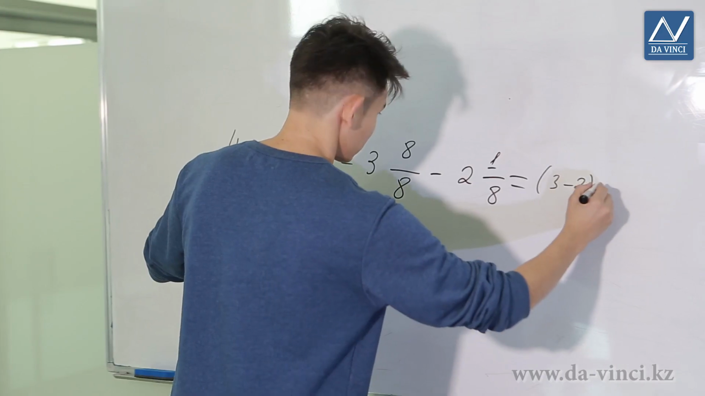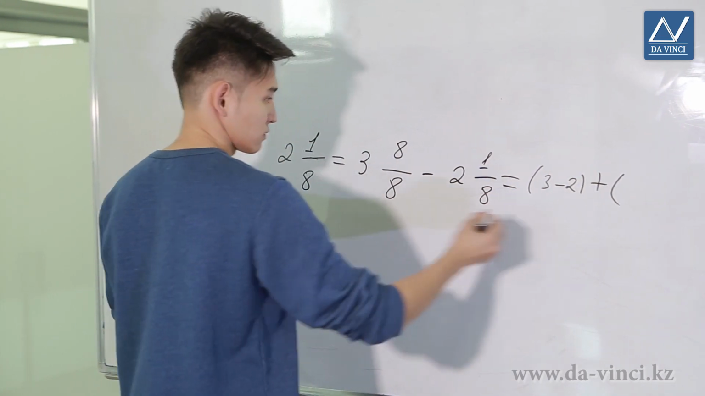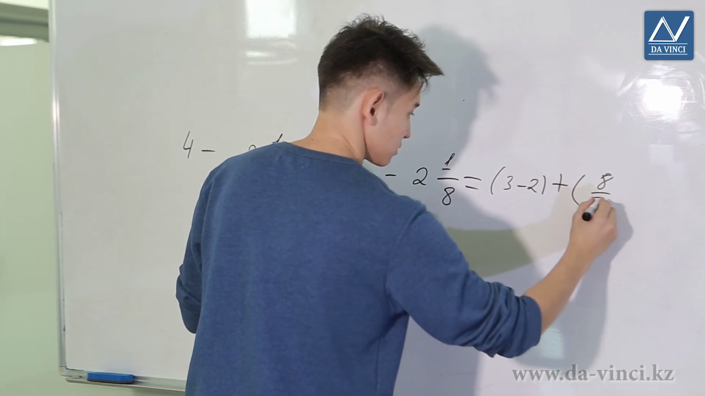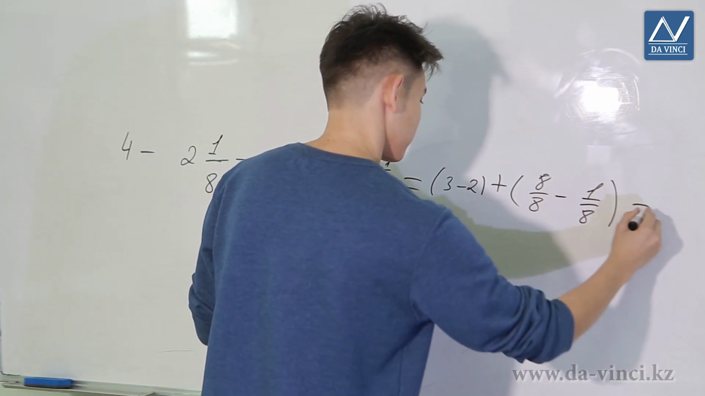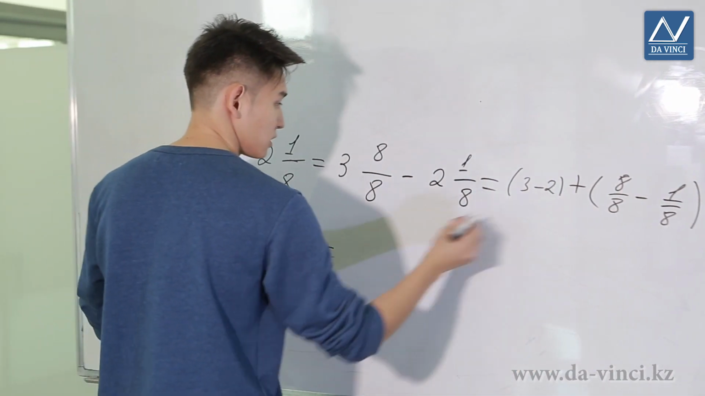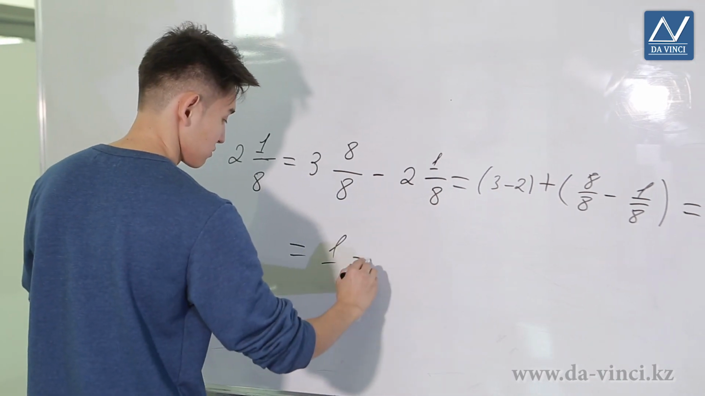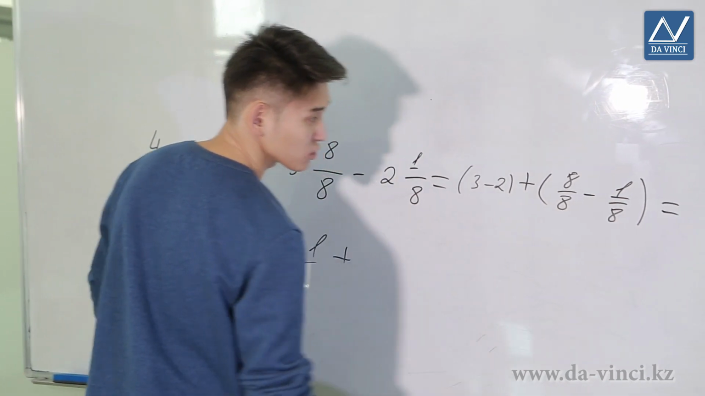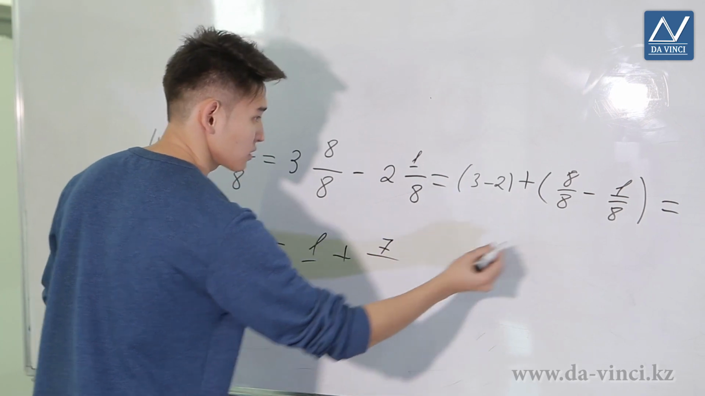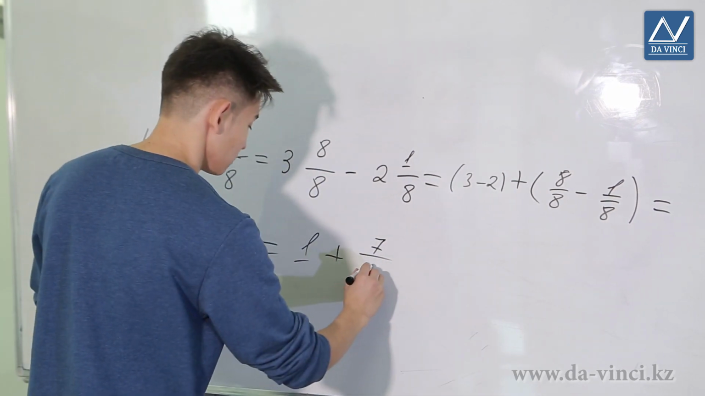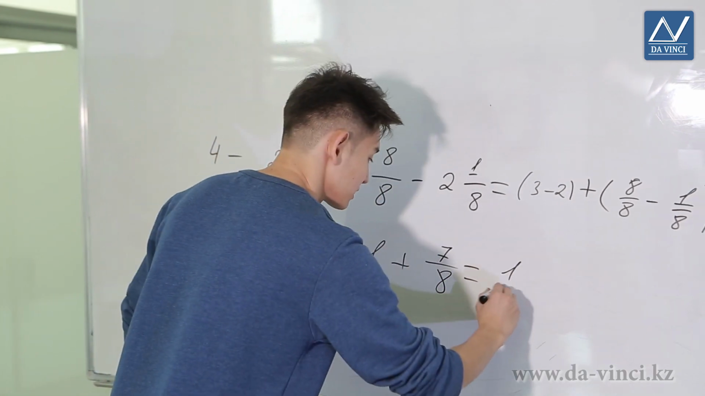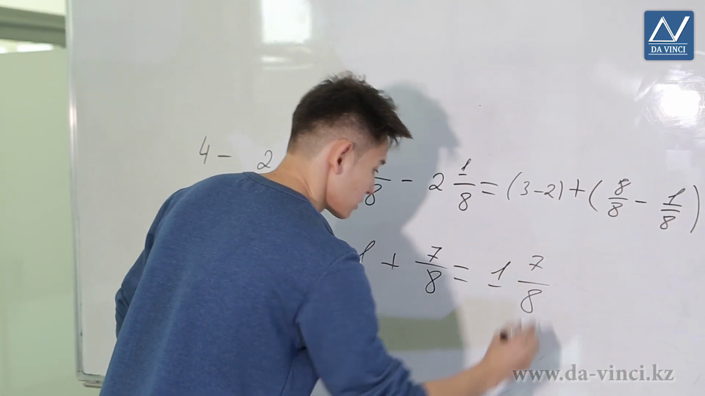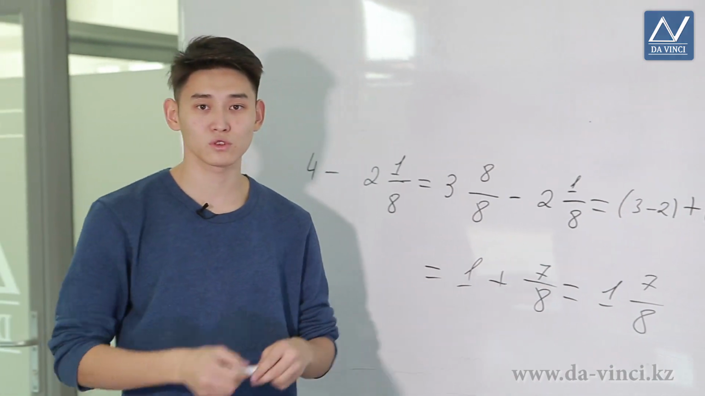3 minus 2 plus 8/8 minus 1/8 is equal to 3 minus 2 gives us the number 1, plus 8 minus 1, 7. The denominator remains unchanged, 8. We get a mixed number, 1 and 7/8. This video lesson is over.